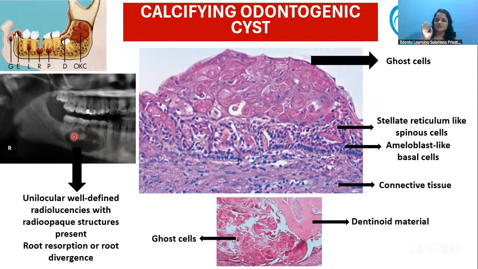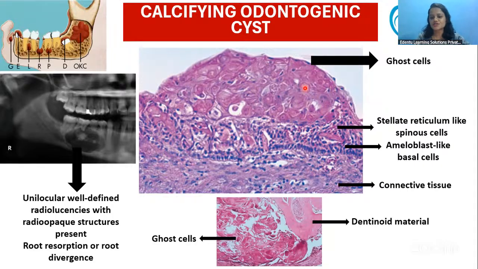Okay, so the characteristic feature, if you look at the histopathology of this calcifying odontogenic cyst, is the presence of ghost cells. Okay, so these are the ghost cells that you see here. These pink colored, rounded, lamellated structures, yes, those are the ghost cells. Okay, ghost cells alone can be asked as a short note or a brief note. So please be prepared for that.